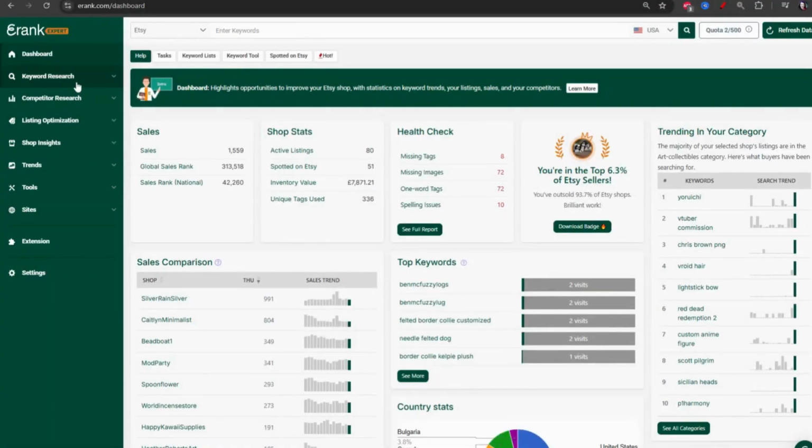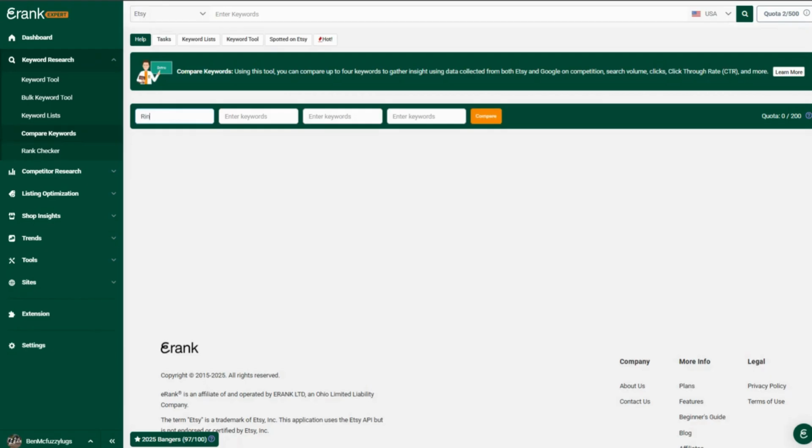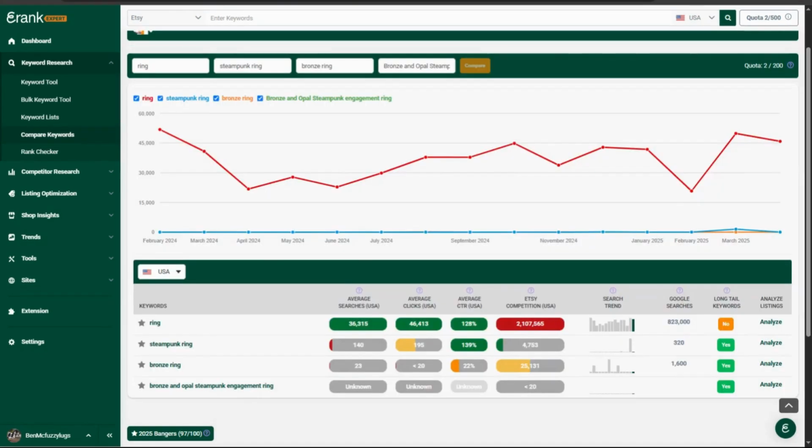eRank is a tool for that. Go to Keyword Research, Compare Keywords, and this tool is available for free and paid subscriptions. Type in up to 4 phrases that you think describe your item and hit Compare. Then you'll see a great graph and some details about the keywords you choose. Firstly, the graph shows the estimated number of buyers searching for those keywords over the past 15 months.